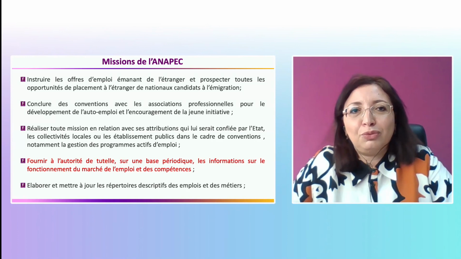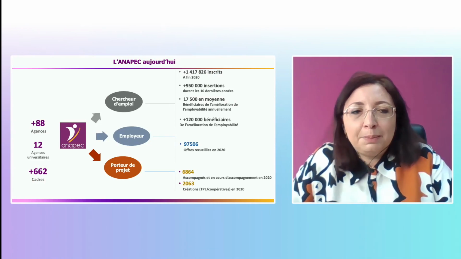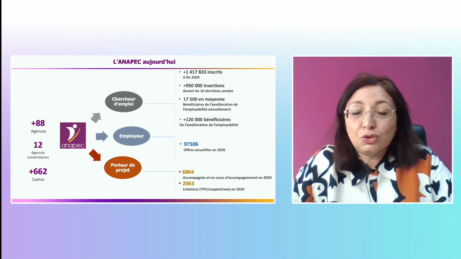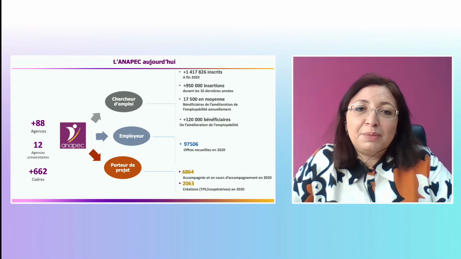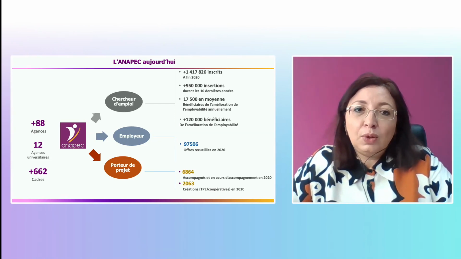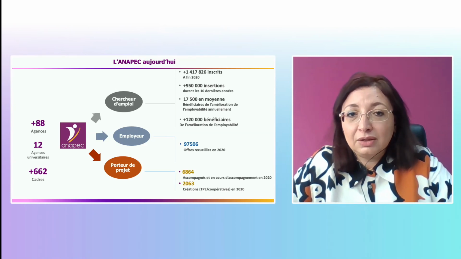And also provide to governing bodies periodic information on the functioning of the labor market and the availability of competences. Currently, we have 88 bureaus or agencies, including 12 at universities, which is a demonstration of the fact that we have managed to expand our client bases. Our databases include more than 1 million registered clients.